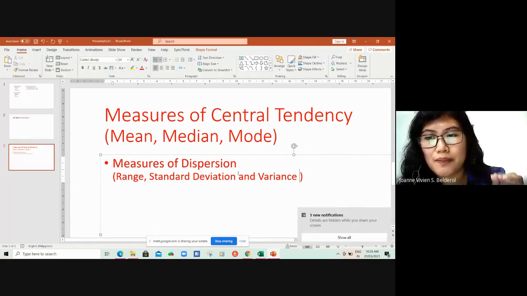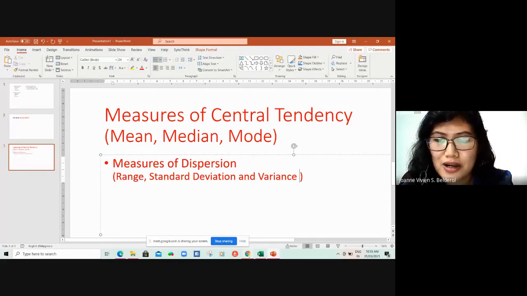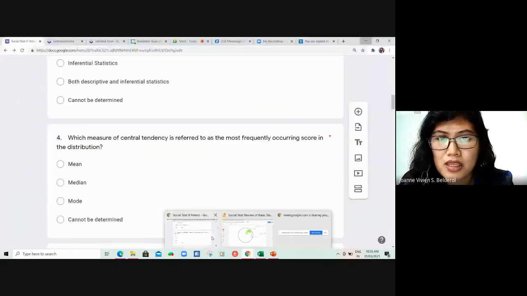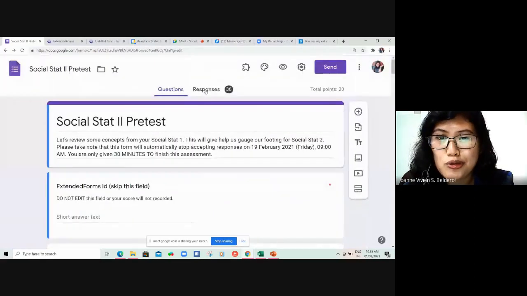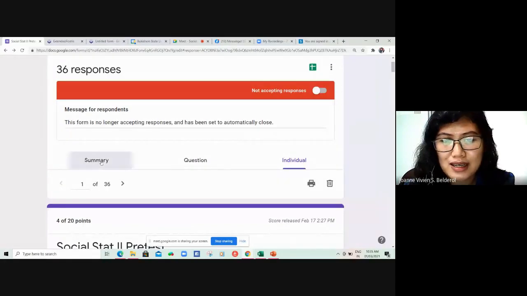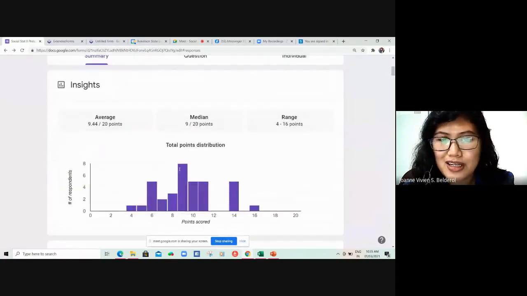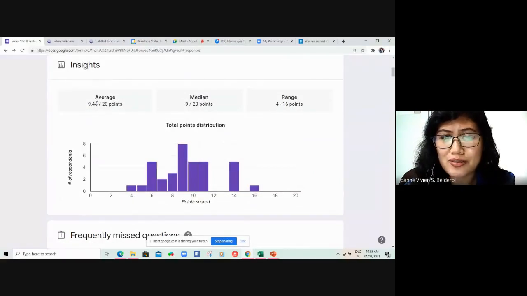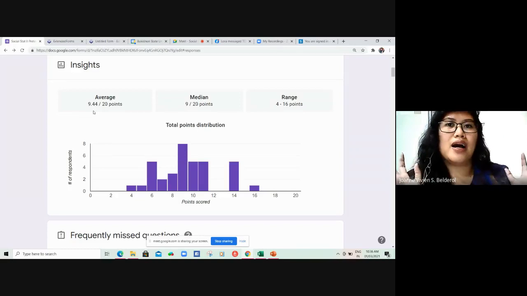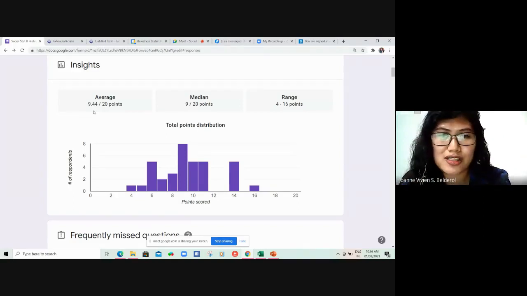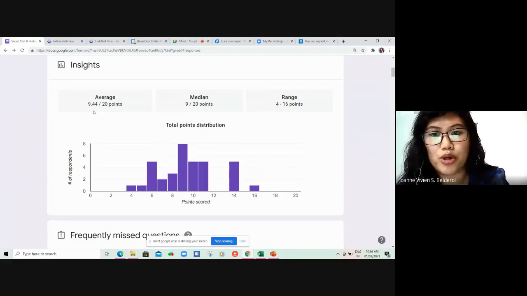But what summarizes your data? For example, you have 10 students, and this is the pretest. How did you do in our exam? If we look at the average, this is your mean. The average is 9.44. That tells us that the one score that describes how you performed in this exam is 9.44. So the usual score of the students during this exam is around 9.44.